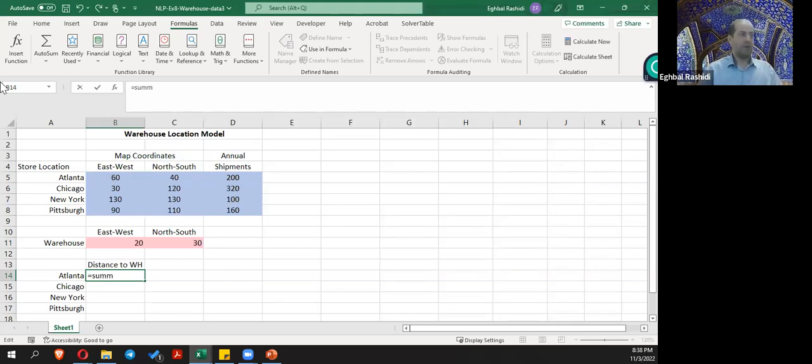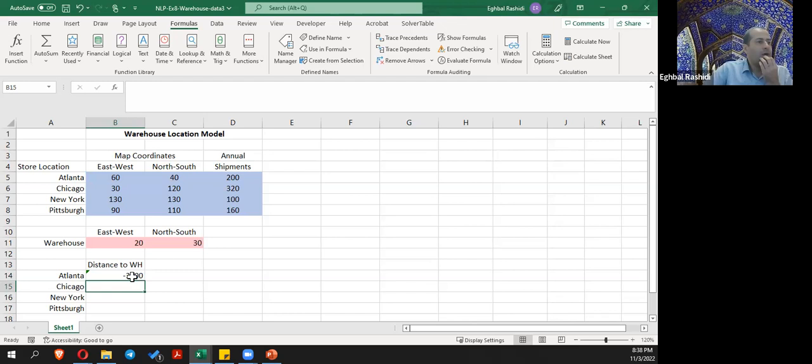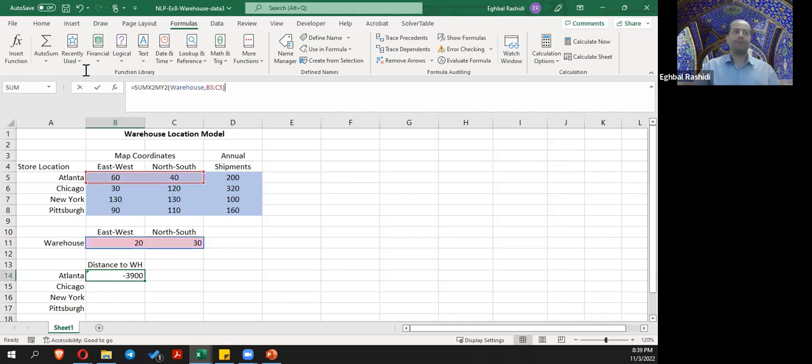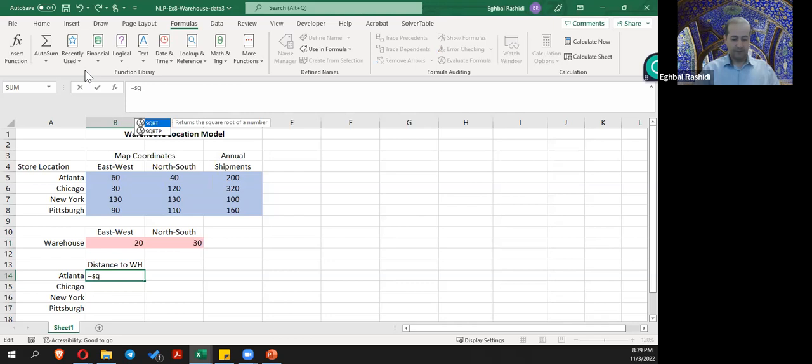Sum X2 and Y2, sum by one, is it? But anyway, there is always another way to do that. So I'm going to use the other way, the tedious one.